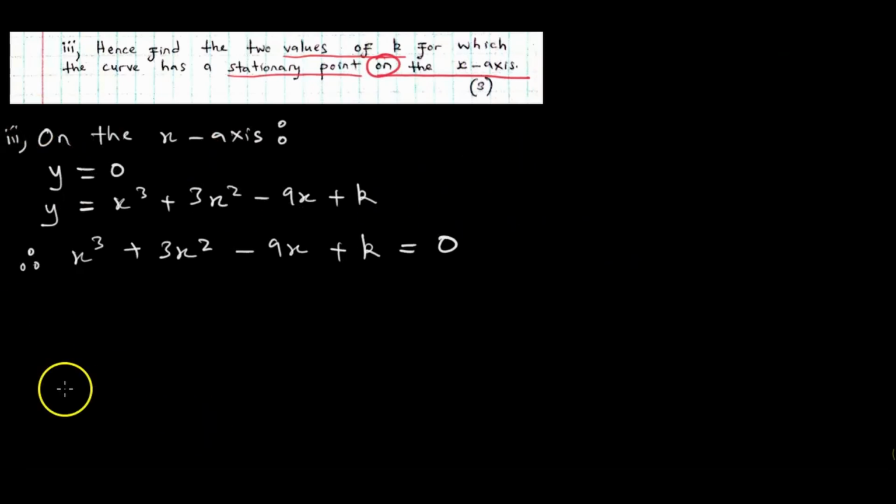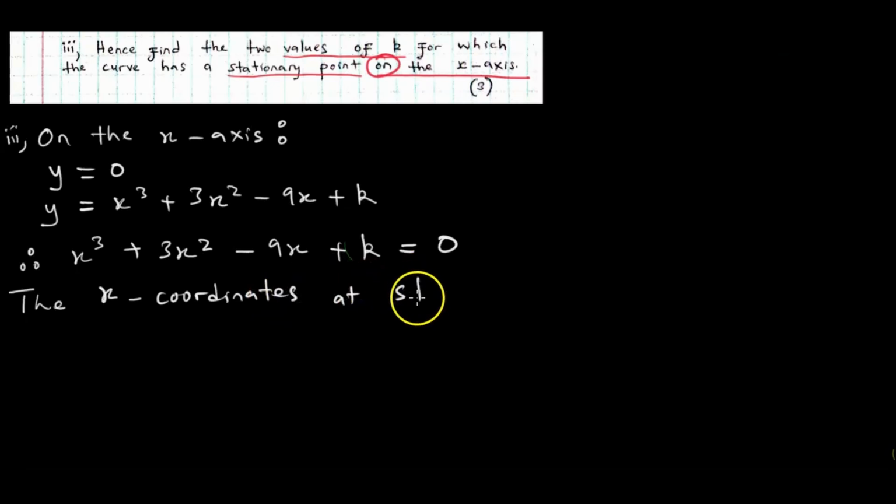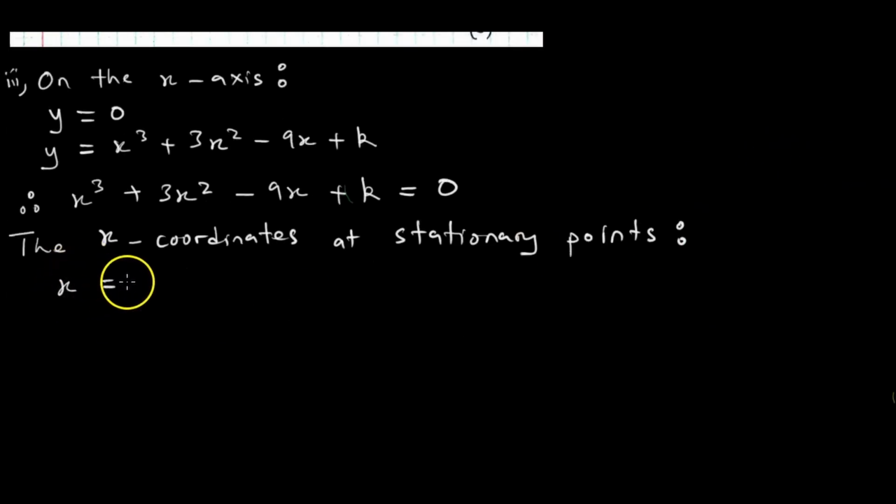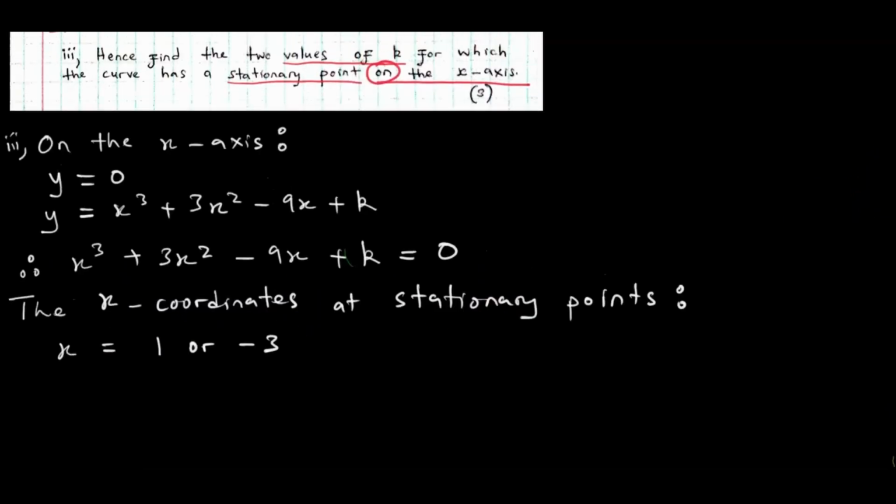Alright, let us continue reading our question. Hence find the two values of k for which the curve has a stationary point. So what we first want to know here are the values of x, the x coordinates at stationary points. So the x coordinates at stationary points are 1 or minus 3. x is equal to 1 or minus 3, okay. So here we are asked to find the two values of k for which the curve has a stationary point.